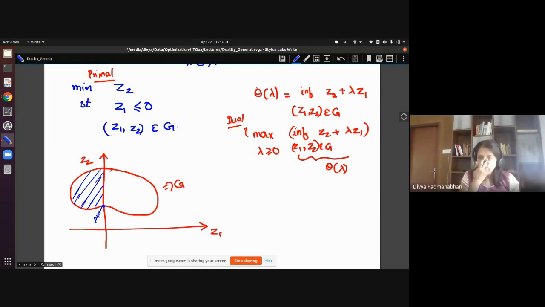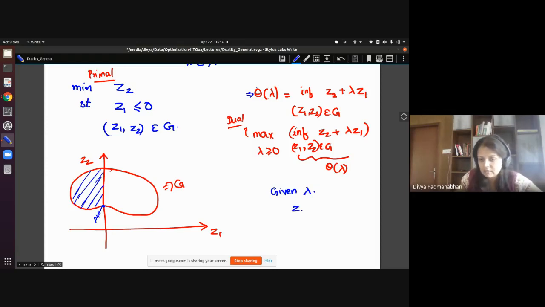Now let's look at what the dual is going to do here. In particular, let me just focus on this theta of lambda. We will come to this maximization problem later, but let's focus on theta of lambda for a fixed value. Suppose we are given a lambda, and let's try to understand this objective.